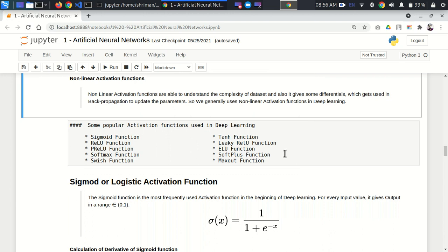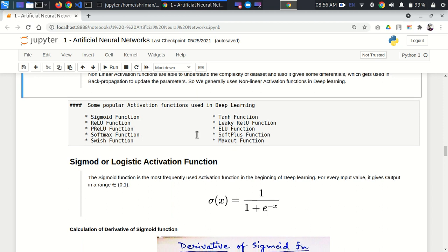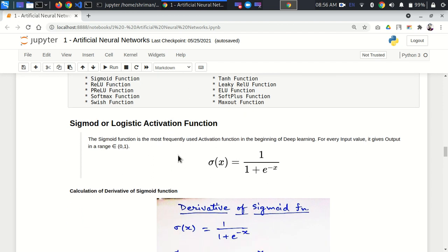Now, some of the non-linear activation functions that can be used in deep learning: sigmoid, a very old, beginning function, tanh (hyperbolic tangent), ReLU, Leaky ReLU, PReLU, ELU, softmax, softplus, Swish, maxout. These are the 9 or 10 functions we are going to study in this session.